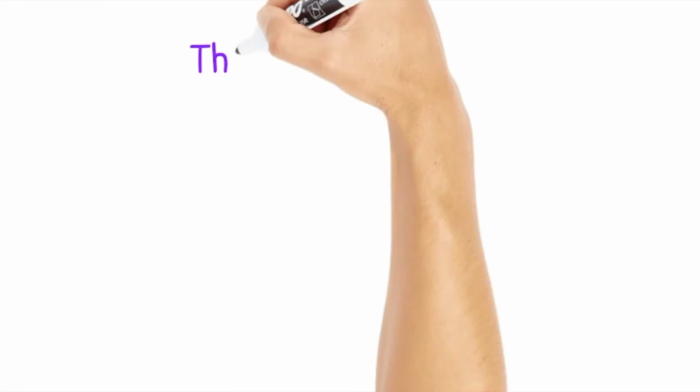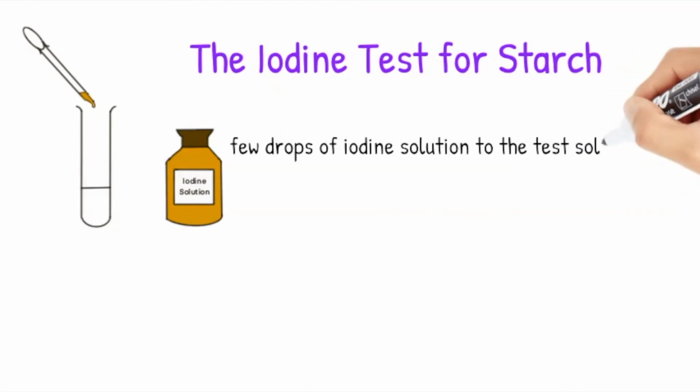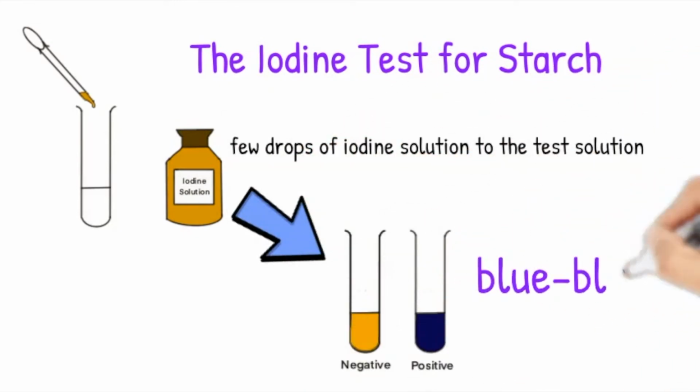The test for starch involves adding iodine solution. Add a few drops of orange iodine solution to the test solution. If it goes blue-black in colour, starch is present. If it stays orange, then no starch is present.